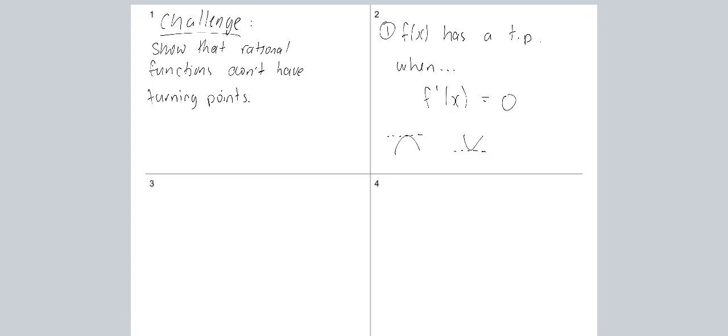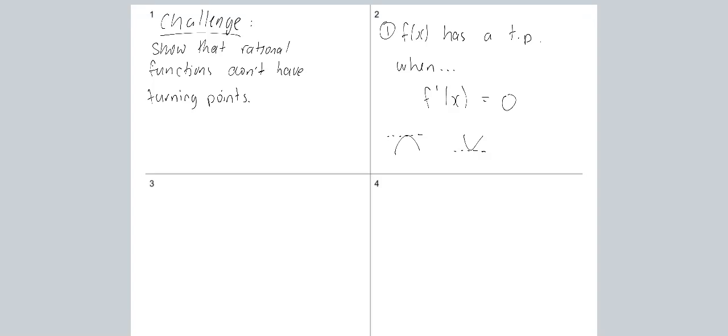It's a gradient function, to be more precise. So if we can prove that f dash of x cannot equal 0, then we've proven that it has no turning points. Does that sound legit?